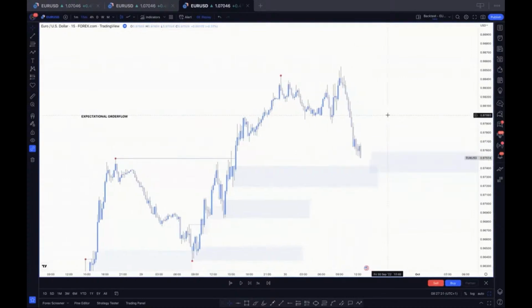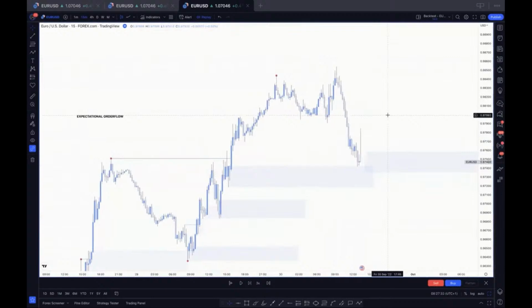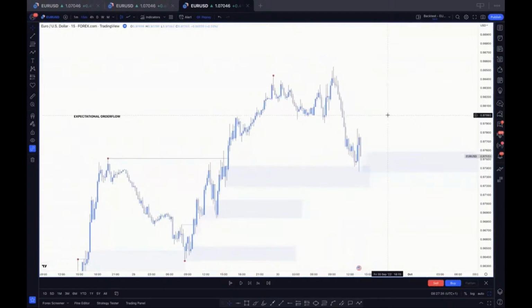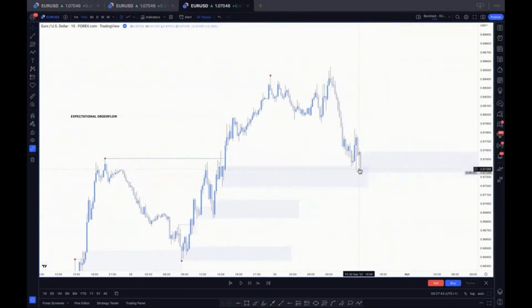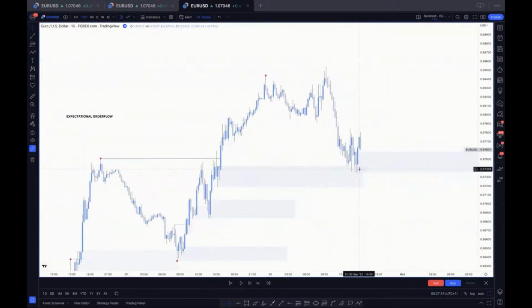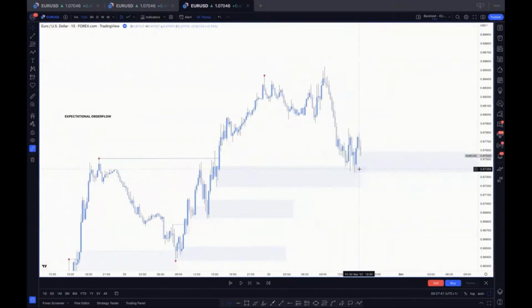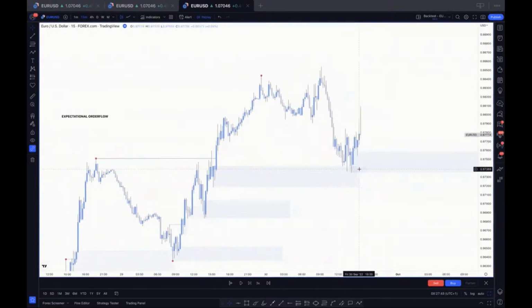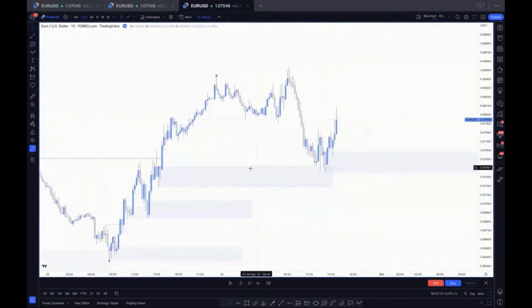Okay, so here we go. I already have some structure drawn there, so you can see basically we had that there. Now, what do you see? It came to this zone and then it's reacting to price, right? So let's see. Okay, so now it's reacting to this zone here, as you can see.